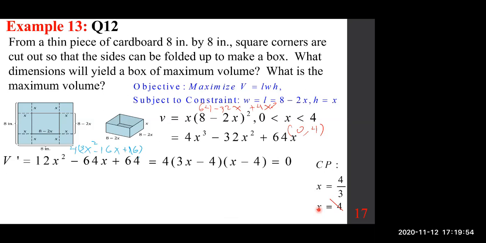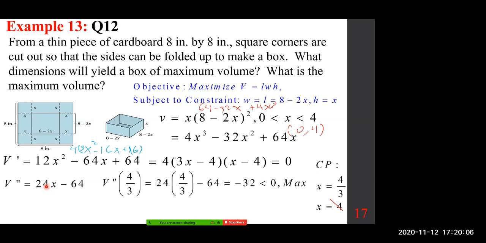V double prime is 24x minus 64. And if you replace x with 4/3, you get negative 32 because 3 and 24 cancel each other. 8 times 4 is 32, minus 64 is negative. So because it's negative, it's concave down, and the maximum occurs at x equals 4/3.